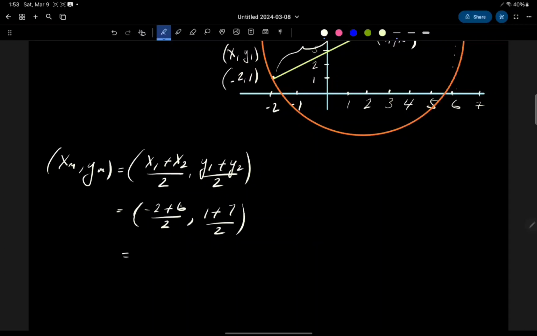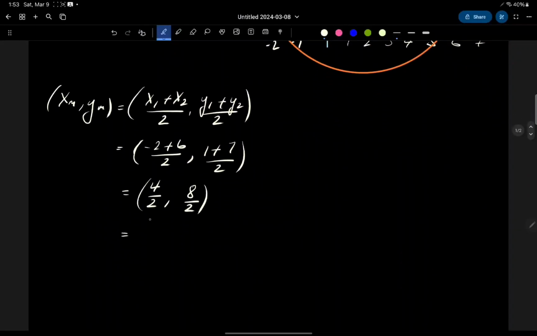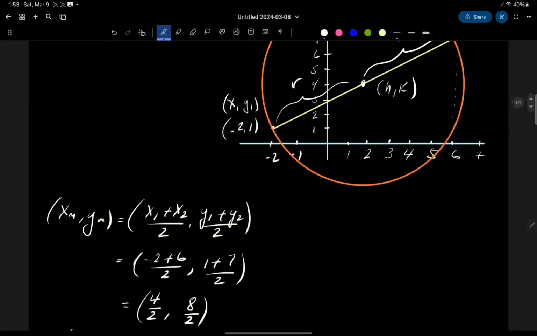Simplifying, we get -2 plus 6 on top is 4. That's 4 over 2. And then 1 plus 7 is 8, and 8 divided by 2 is what we have here. Simplifying these two, we get 4 divided by 2 is 2, and 8 divided by 2 is 4. This is the midpoint of the circle, which is now h and k. So we go here and we check this, and it looks like it's exactly where it's supposed to be, 2, 4. So h and k are 2, 4.